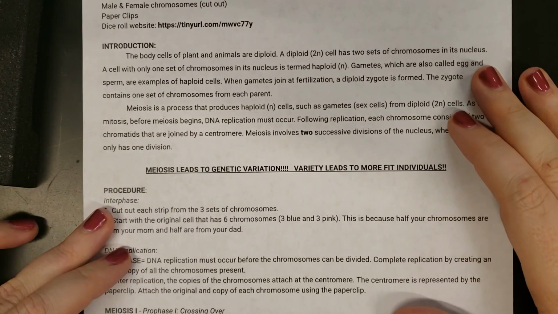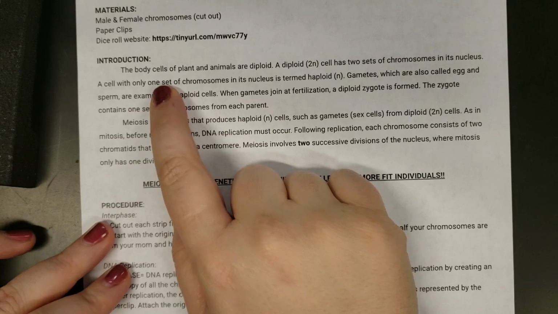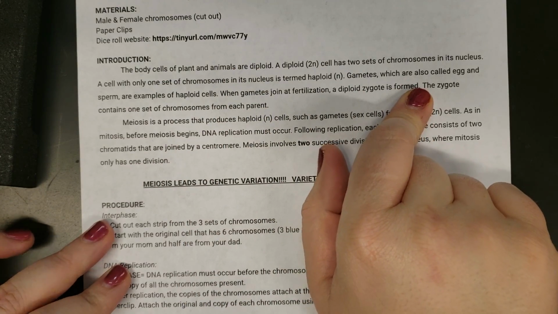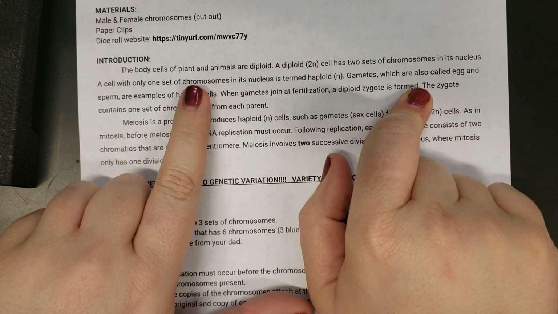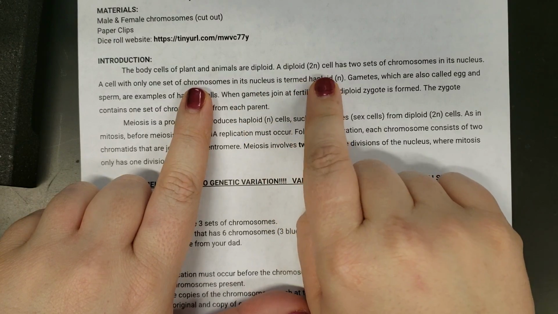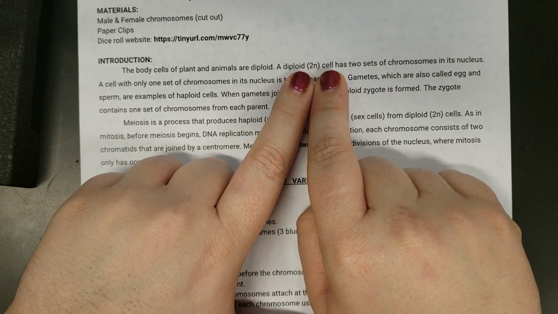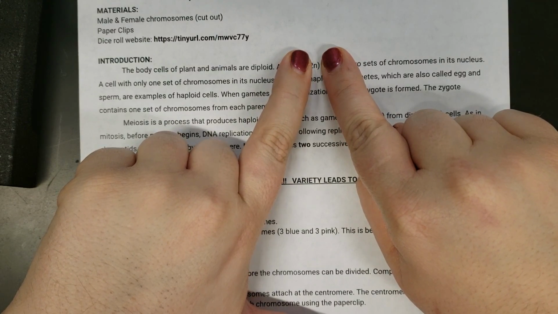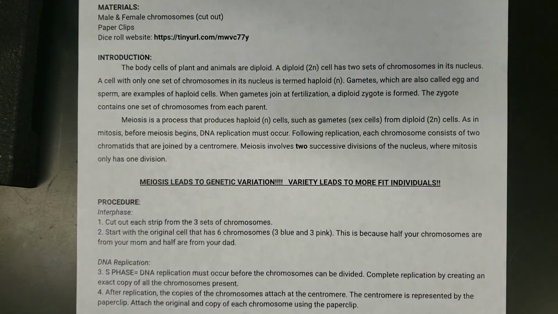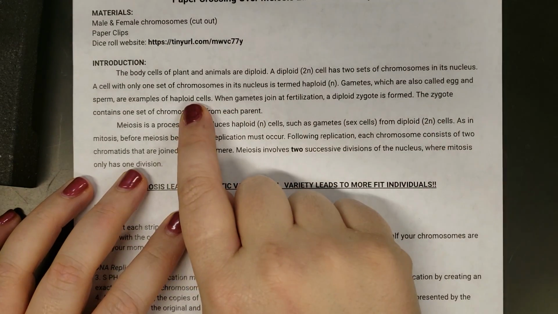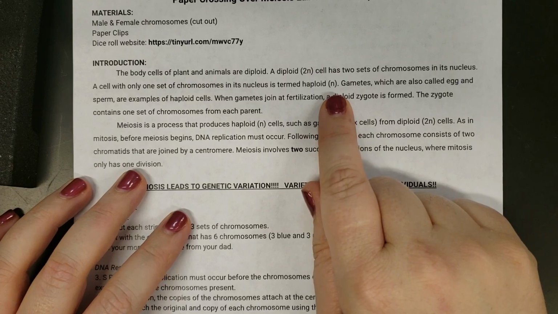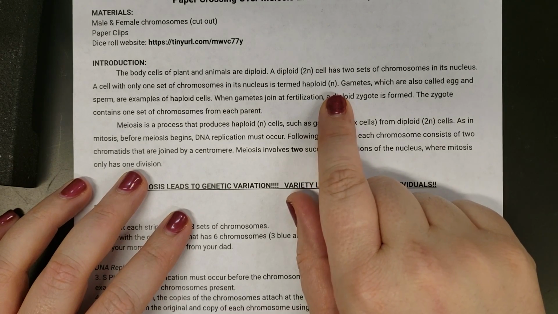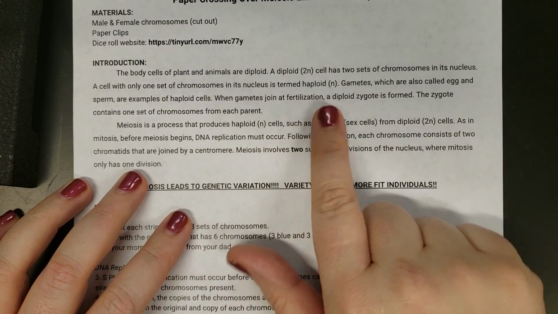All right, so in the introduction, it goes into an explanation about how the body cells of plants and animals are diploid. So 2N means, N is like a chromosome, and so 2N means you have 2 sets of chromosomes, so you have the pairs, okay? And then haploid is just the N because it's only half the amount of chromosomes, right?